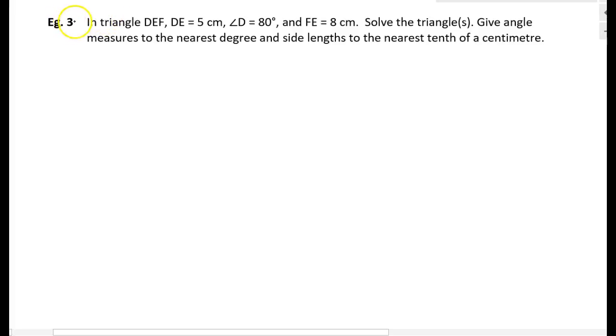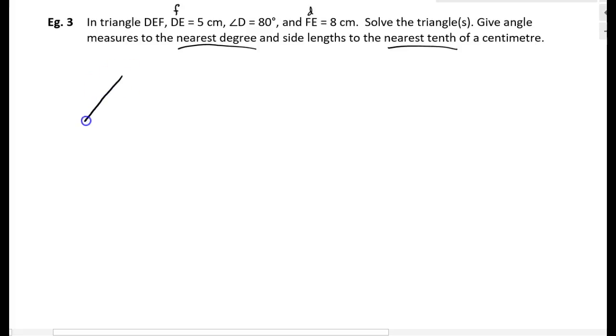So looking at this example, now I know it's called example 3. The reason is because we're kind of continuing our sine law lesson from before. So we see triangle DEF, where side DE, so aka side F, is 5 centimeters long. Angle D is 80 degrees, and side FE, also known as side D, is 8 centimeters. Solve the triangle, give angle measurements to the nearest degree and side lengths to the nearest tenth of a centimeter. Now this is going to be consistent across the board in terms of nearest degree, tenth of a centimeter, or tenth of whatever measurement.